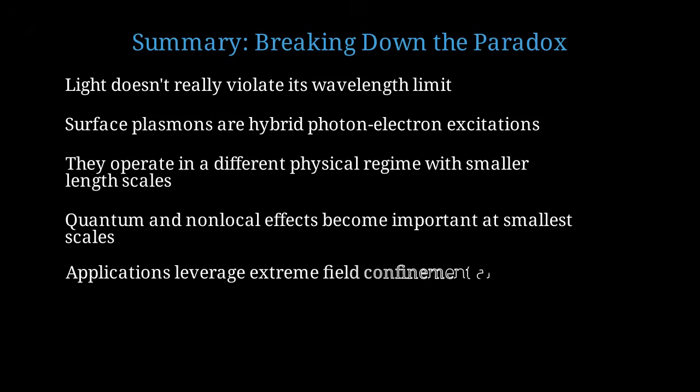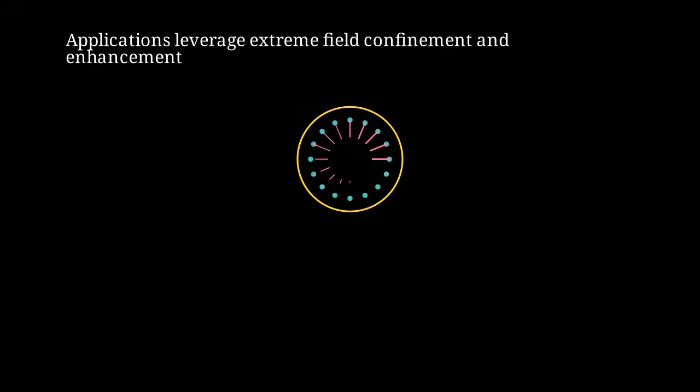Practical applications exploit the extreme field confinement and enhancement to achieve single-molecule sensing, ultra-fast switching, and efficient light harvesting. The Nano-Plasmonic Paradox reveals that nature provides clever ways to manipulate light at scales far smaller than we once thought possible, opening new frontiers in science and technology.